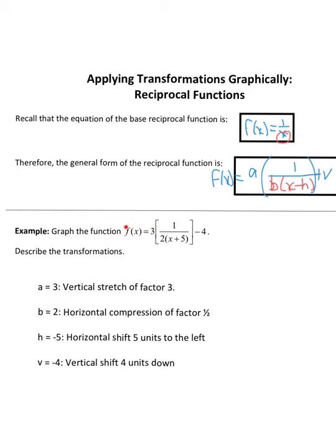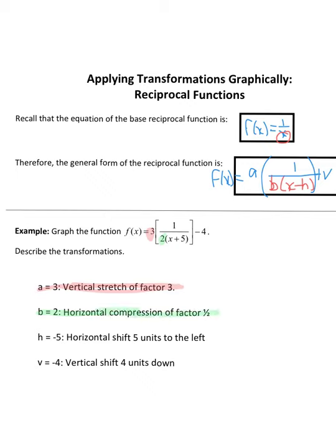So we're asked to graph the function f of x equals 3 times 1 over 2 bracket x plus 5 bracket, all minus 4. So first, let's describe the transformations. So we can see that the a value is 3, so there is a vertical stretch of factor 3. The b value is 2. So b equals 2, which means there's a horizontal compression of a half.